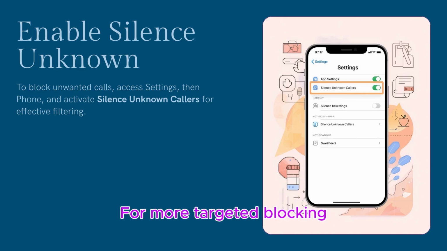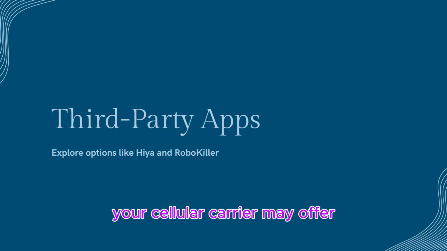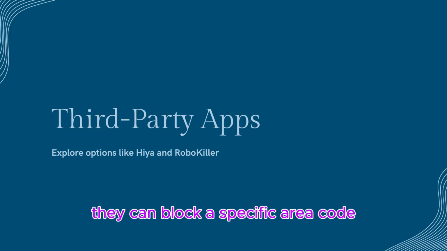For more targeted blocking, you can use a third-party app like Hiya or Robokiller from the App Store. These apps often have area code blocking features. Alternatively, your cellular carrier may offer call blocking services. Contact them to see if they can block a specific area code.